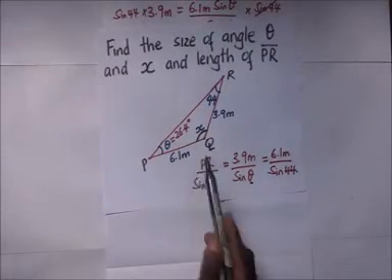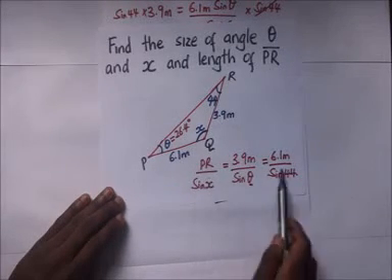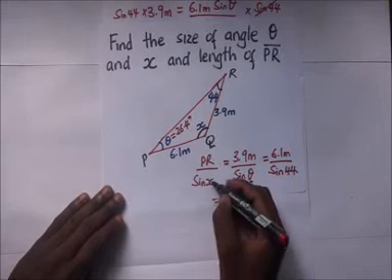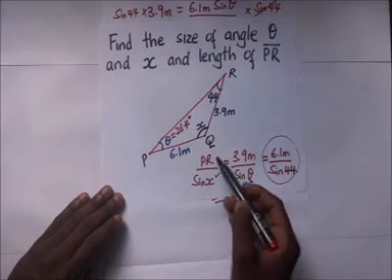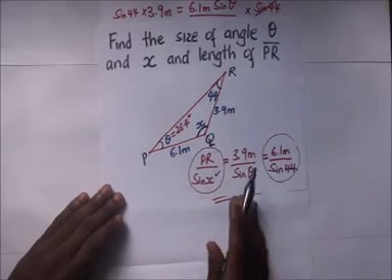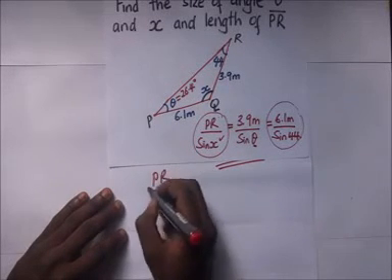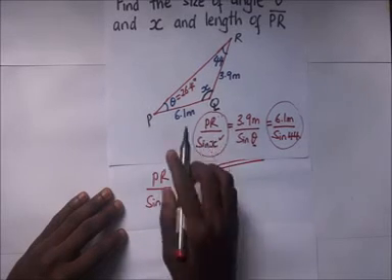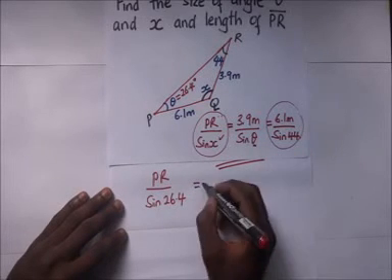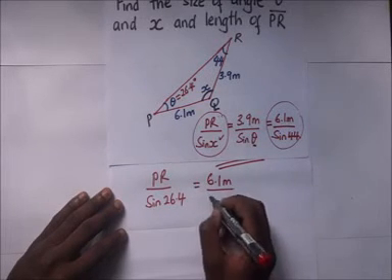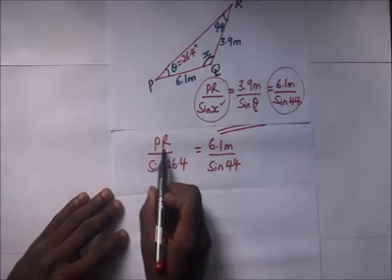So after getting our value of x, we can proceed to get our value of PR. We can still get it by using the sine rule relation. We have the value of x there, so we can relate the first one and the last part. When we relate the two, we have PR over sine of x, where we got our value of x as 26.4, equal to 6.1 meters divided by the sine of 44. So we make PR the subject of the formula.